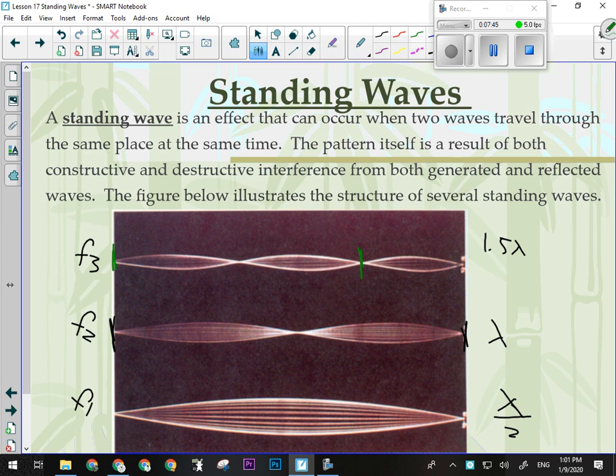All right, so a standing wave is an effect that can occur when two or more waves travel through the same place at the same time. The pattern itself is a result of both constructive and destructive interference. So we said this was an area of constructive, this was an area of destructive, and there's areas of destructive at either end. And same here, constructive here, destructive here, destructive here. So we get these areas of constructive and destructive interference, and depending on what frequency we shake the spring, we get them in different places.